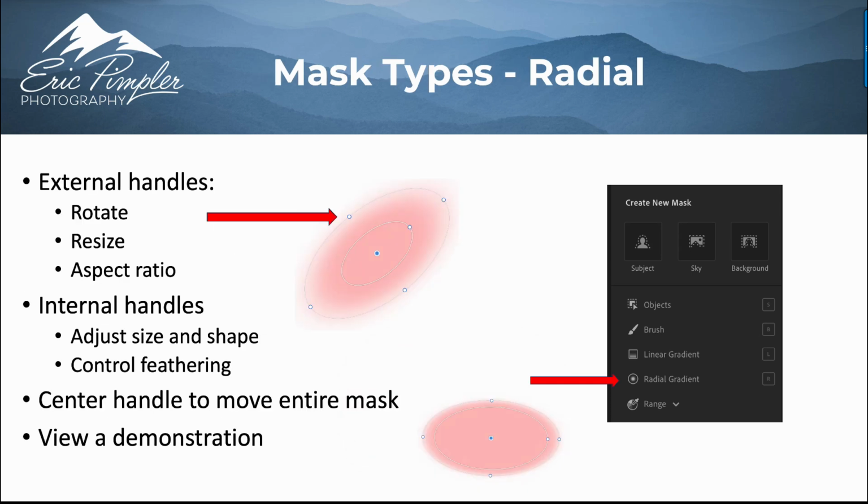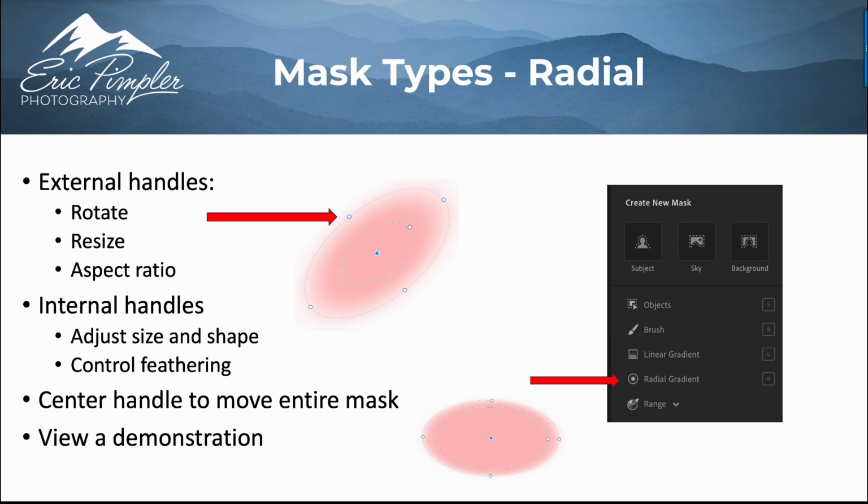Once you've created a radial gradient mask, you're going to see some handles that are part of the mask itself. You've got both external handles and internal handles. The external handles can be used to rotate, resize, and control the aspect ratio. The way you control these is basically with your mouse or your trackpad, to simply select and drag any of these handles to either rotate them, resize them, or change the aspect ratio.